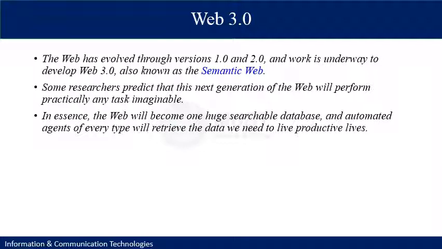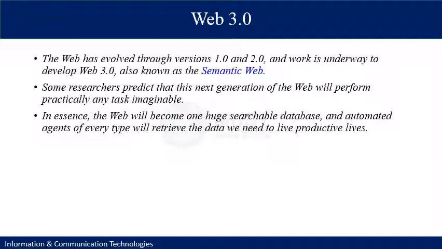So to conclude this lecture, another recent or future development of the web is Web 3.0. As the web has evolved through versions 1.0 and 2.0, work is underway to develop the next version, Web 3.0, also known as the semantic web. The semantic web, in short, is the extraction of meaningful information from the web on the basis of input read from different sensors.